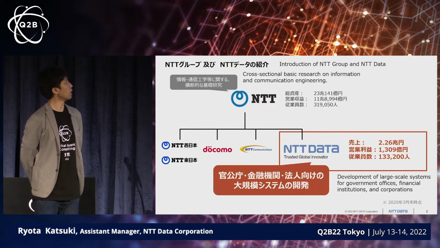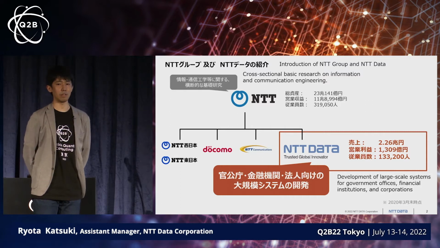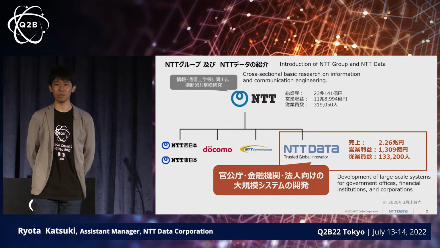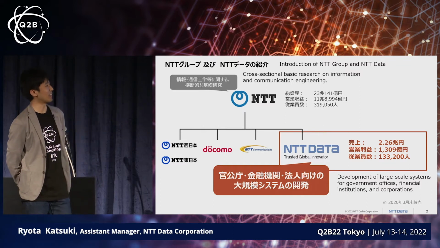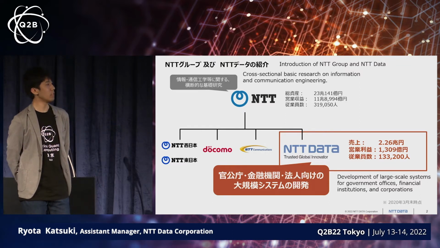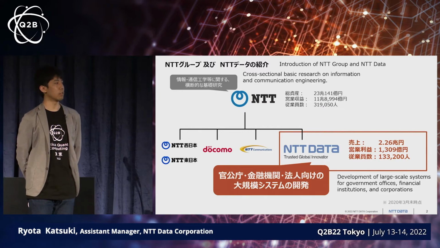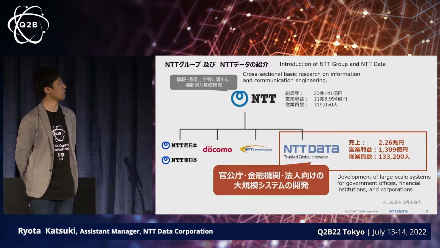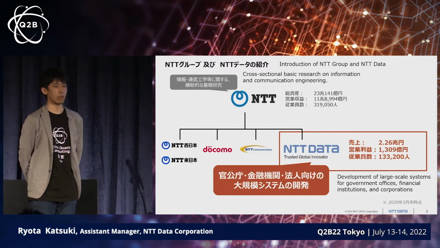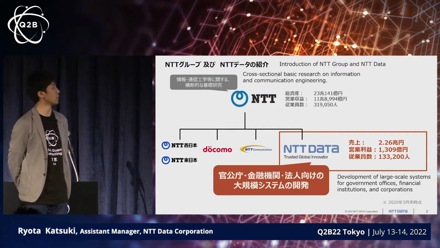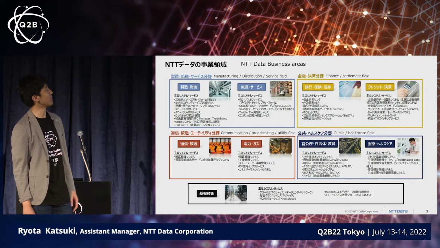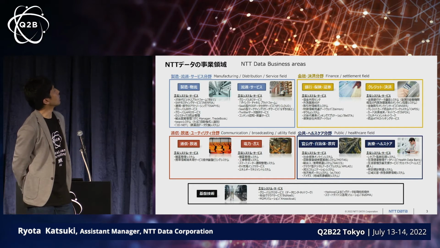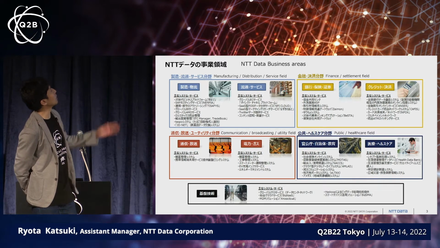Let me introduce Entity Group and Entity Data. Entity Docomo and Entity Communications often run TV commercials, and you might use Docomo's smartphones, but Entity Data you may not hear of. Entity Data does strictly B2B businesses. Our customers are governments, financial institutions, and large enterprises. So these are business areas.